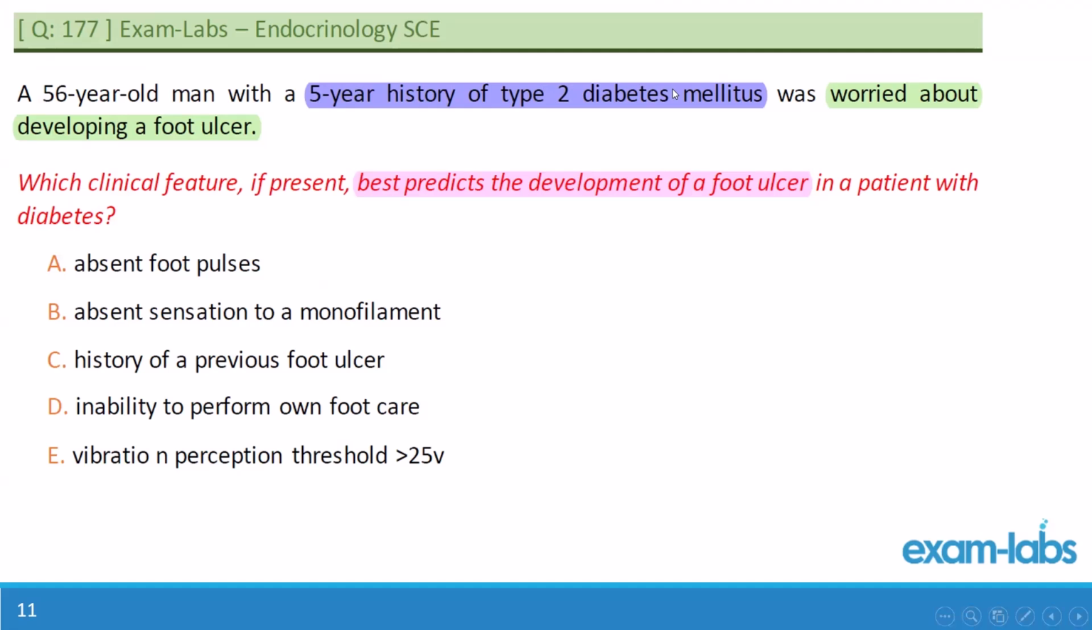Yes, history of previous ulcer. History of previous ulcer is the best predictor for development of a future ulcer, not absent sensation to monofilament. Absent sensation to monofilament is the first initial manifestation of diabetic peripheral neuropathy. But a previous foot ulcer is the best marker for the next future ulcer. Don't forget this.